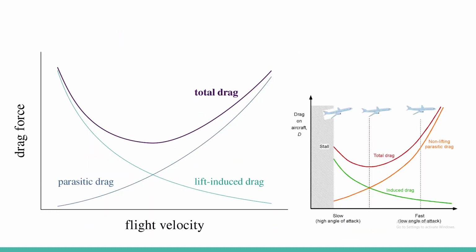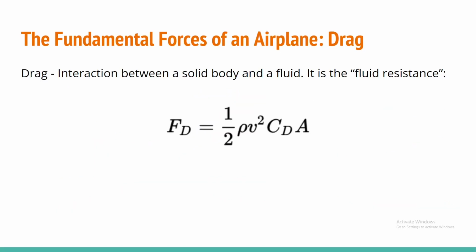Induced drag is directly related to the production of lift. Induced drag is more significant at lower speeds and higher angles of attack, where more lift is required. As the speed increases, induced drag decreases while parasitic drag increases. The equation for drag can be generalized as the force of drag is equal to 1/2 rho v squared times C_d A. It's important to note here that velocity is quadratically proportional to the force of drag. So the faster a plane moves, the greater the force of drag and the resistivity to its movement.